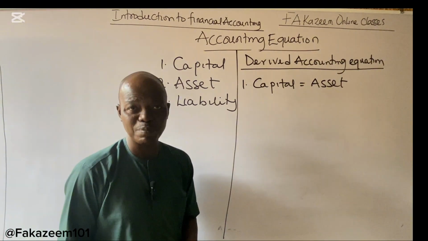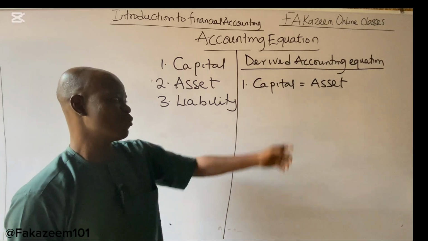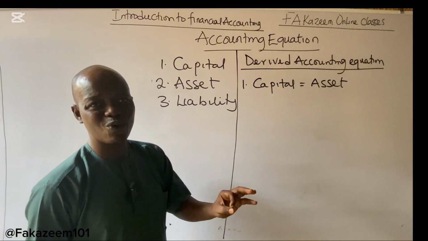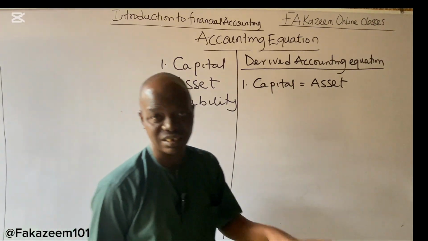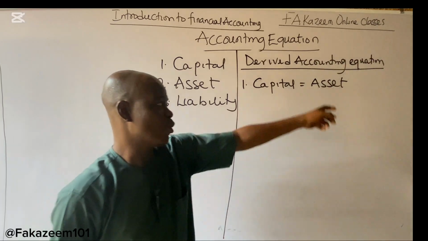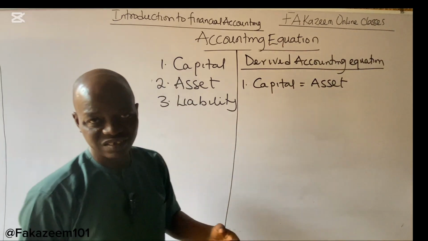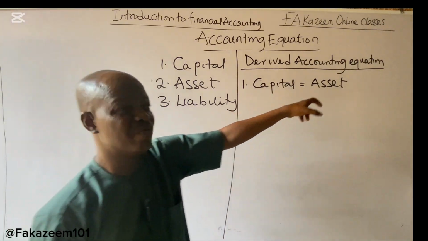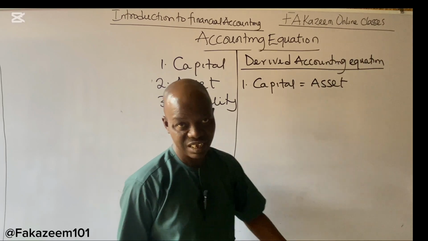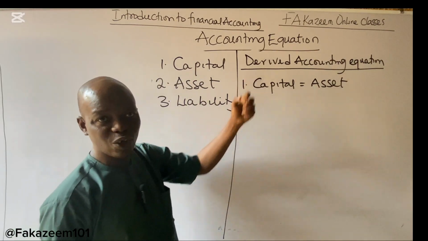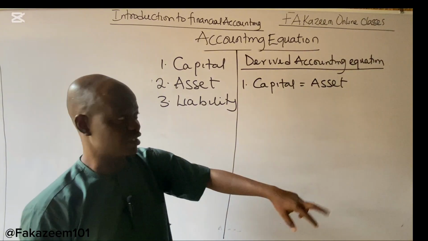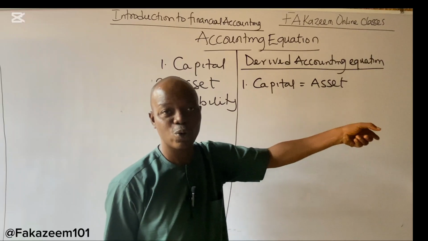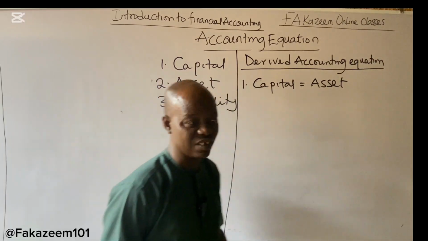If an owner introduces 1 million into a business, that 1 million will be seen as capital. And if the 1 million was used to acquire a delivery van, a delivery van is an example of an asset. In that case, we can say 1 million introduced into the business is the same as the delivery van inside the business, meaning 1 million naira introduced capital equals 1 million naira delivery van purchased asset. Your 1 million naira capital is equivalent to your 1 million naira delivery van in the business.